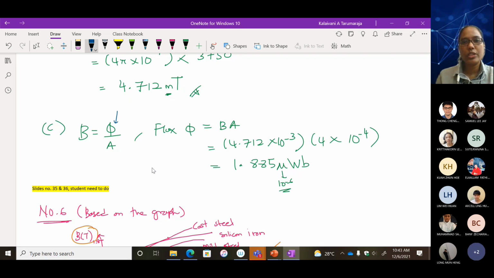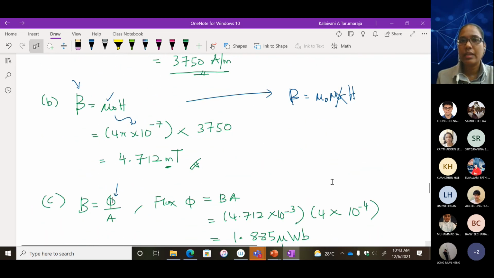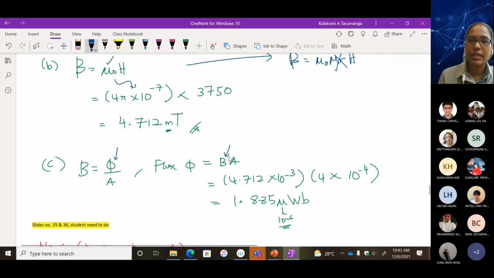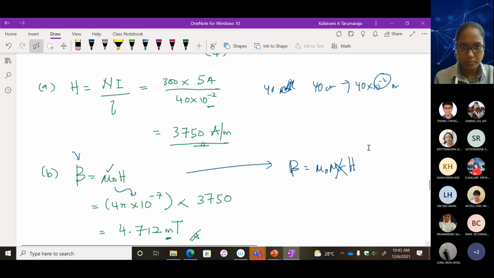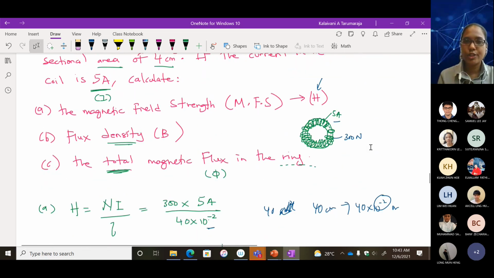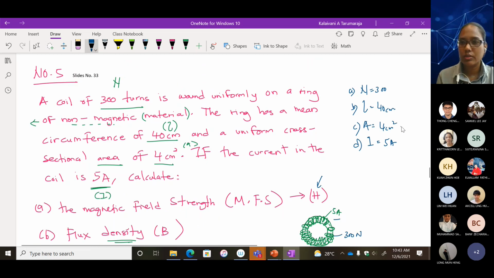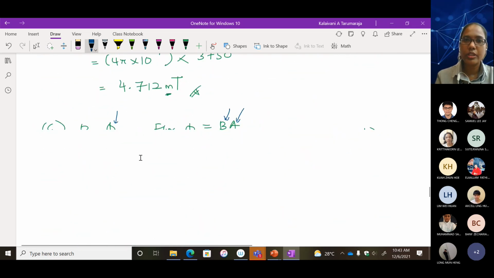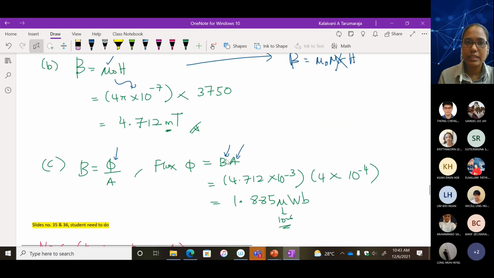So in your question, for your B, you already have the answer for this part. The flux density is known. At the same time, in your question, they already provided the area, which is 4 cm squared. Once you have the value, you can substitute directly: flux density times the area, you get the last answer, which is 1.885 micro Wb. This is based on the magnetic flux.